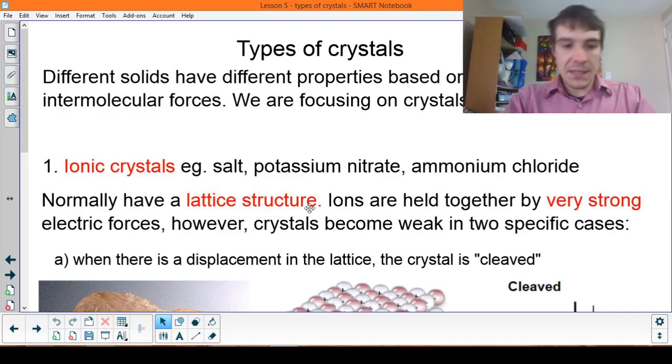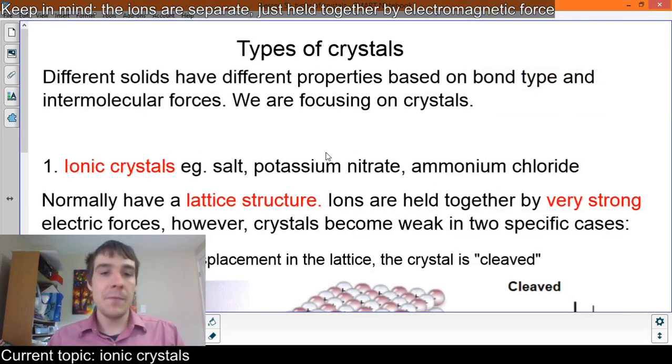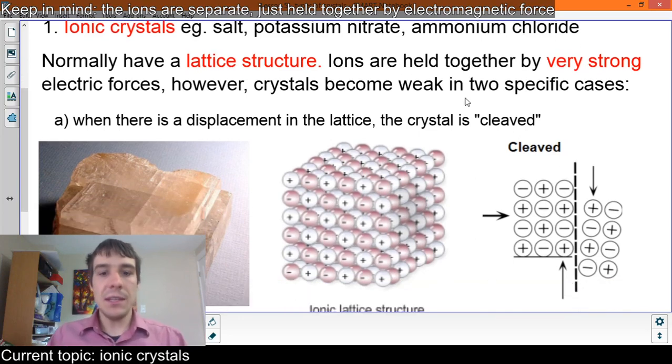So different solids make different types of crystals depending on the bond type, what kind of intermolecular forces are there. We're going to focus on crystals. The first type is ionic crystals. So salt, potassium nitrate, ammonium chloride, they have these lattice structures. Ions are held together by these very, very strong electric forces. But they can be weak in 2 specific cases.